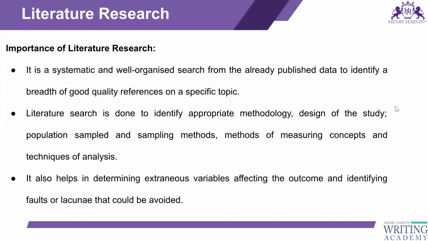Literature search is done to identify appropriate methodology, design of the study, population sampled and sampling methods, measuring concepts and techniques of analysis, like what people have done already. It also helps in determining extraneous variables affecting the outcome and identifying faults or lacunae that could be avoided. So, what loopholes people had, and what you can make sure that you do not have. That's lacunae that could be avoided.